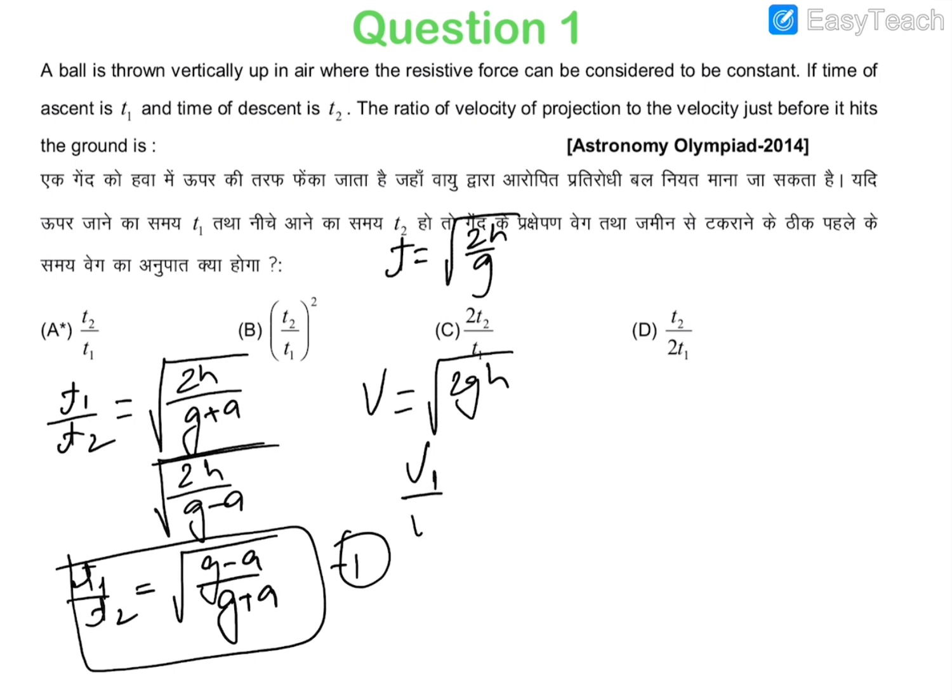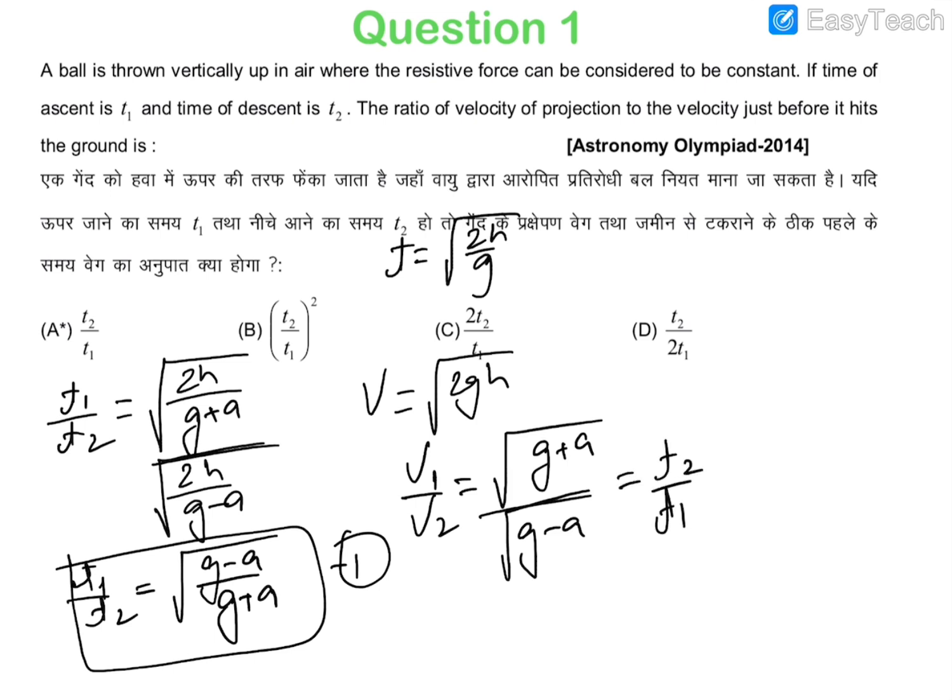Then the velocity of projection v1 upon v2 will be equal to under root of, at the time of projection the air resistance and g were acting in the downward direction, so this ratio would be g plus a upon g minus a, because at the time of descent the air resistance was acting in the upward direction and g was acting in the downward direction. So v1 by v2 would be equal to t2 by t1. So the correct answer is option A.